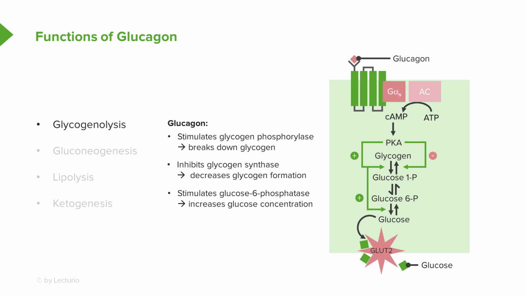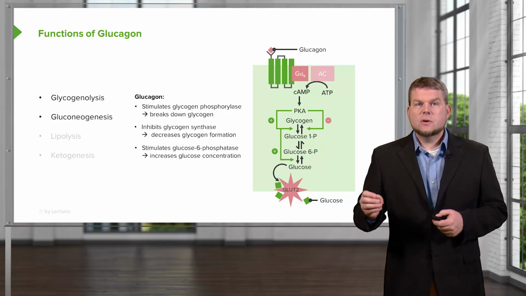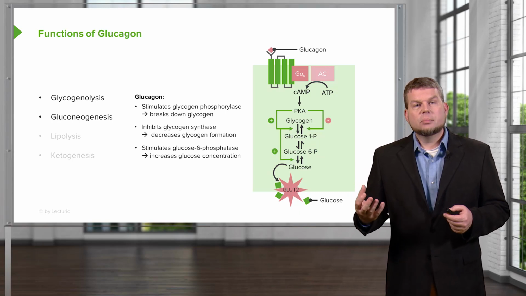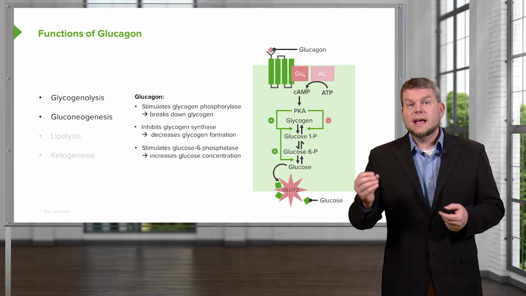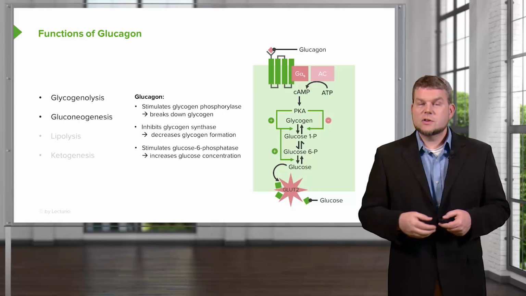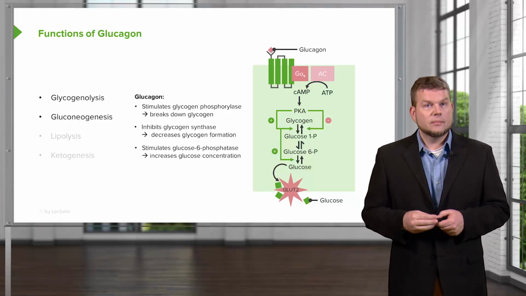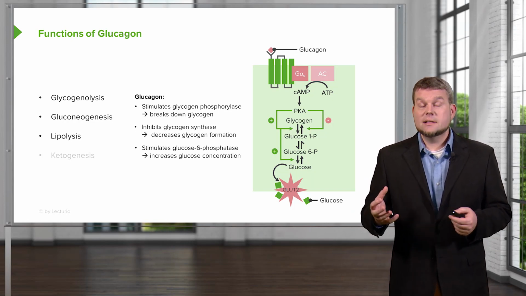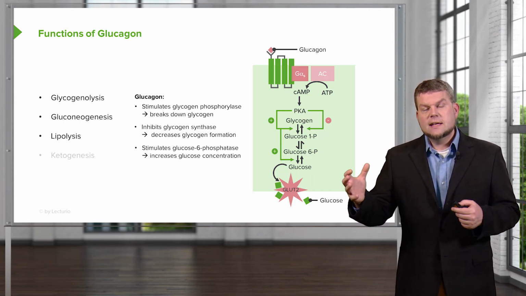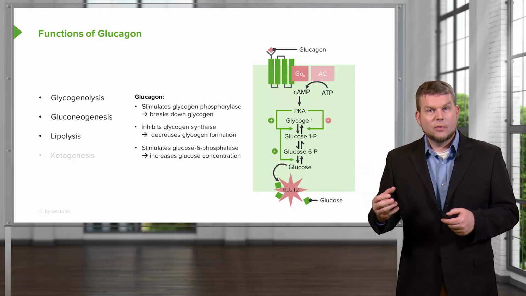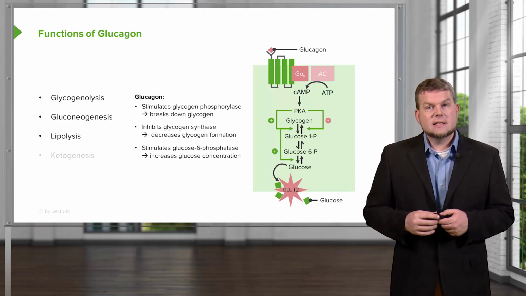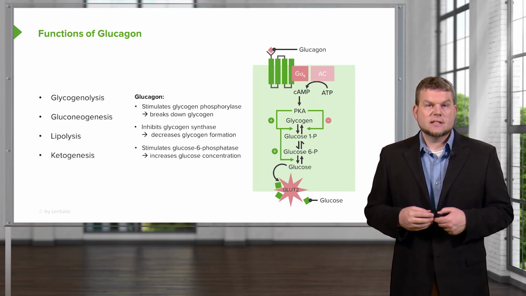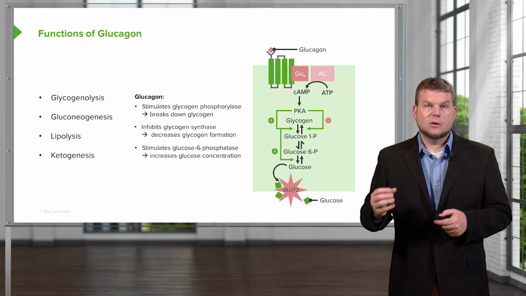What else does it stimulate? The enzymes associated with gluconeogenesis. So gluconeogenesis is the process of making new glucose out of things that weren't glucose to start with, like an amino acid. It also stimulates the enzymes associated with lipolysis. So there you have fat. You can break it down into its more simple form and release free fatty acids into the circulation. And finally, it stimulates ketogenesis, which is the formation of ketone bodies.